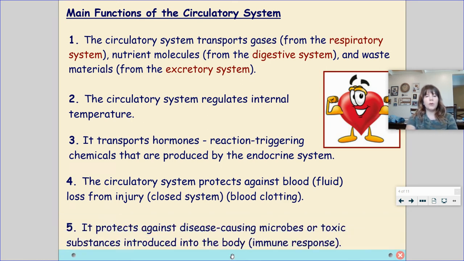And the other one, which we learned already, is all about keeping our body safe against microbes or toxins or anything like that. So the immune system. You learned about the immune system prior to Easter break. So that hopefully is triggering, oh yeah, white blood cells, this is how it was done. So hopefully you're remembering all that. So these are the 5 main functions of the circulatory system.